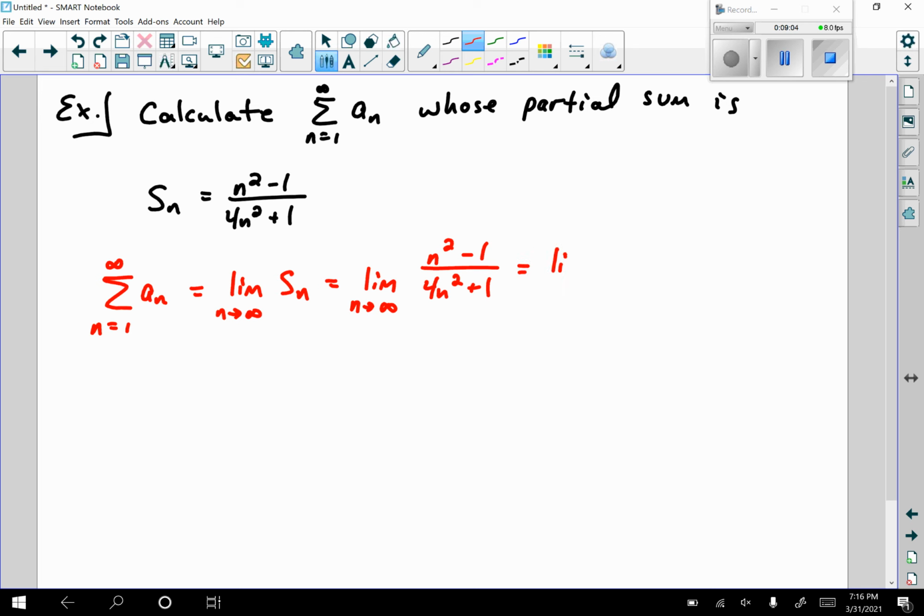So now this turns into the limit as n approaches infinity. n squared divided by n squared is 1. Then we'll get minus 1 over n squared. Then we'll have a 4 plus 1 over n squared. So as n keeps increasing without bound, these fractions are going to 0, and we're left with 1/4.